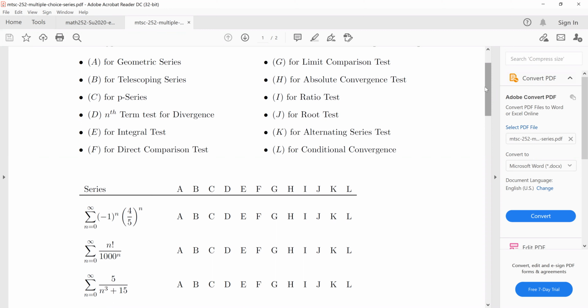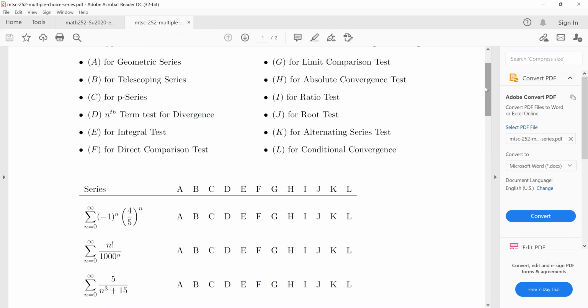I think I know two. Geometric and alternating series test. Okay. So we have the geometric series test and the alternating series test. So now with the alternating series test, what would you have to show?